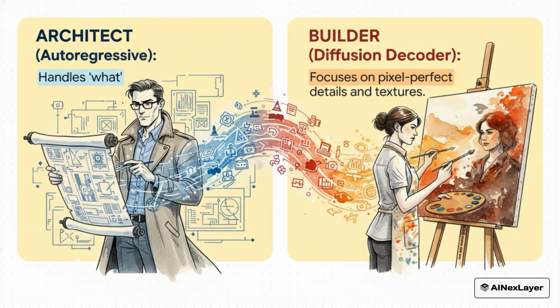And this division of labor is absolutely the key. The architect is the brains of the operation. It handles the logic, the layout, and understanding your instructions. The builder is the artist, totally focused on the visual quality, the textures, and making sure the final image is high fidelity. By specializing like this, the model gets the best of both worlds. It can handle complex ideas and beautiful details at the same time.